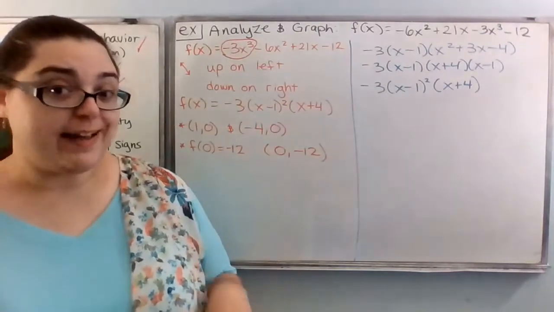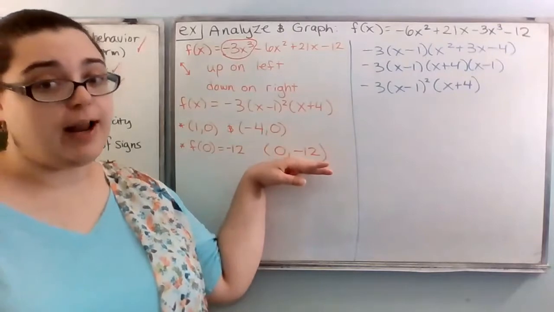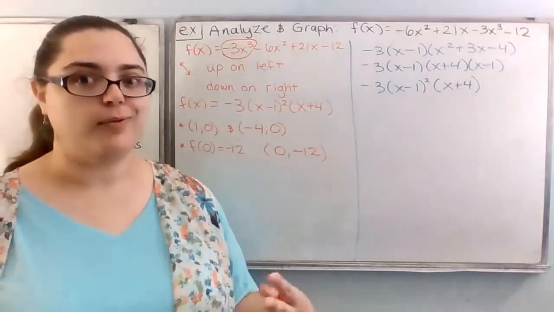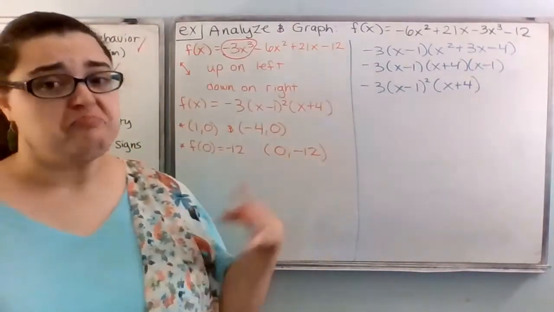What the y-intercept starts to help me do is figure out a scale for my y-axis. So if I had a y-intercept of 0, 100, I would know my y-axis would have to have a really large scale. Negative 12, not too bad.